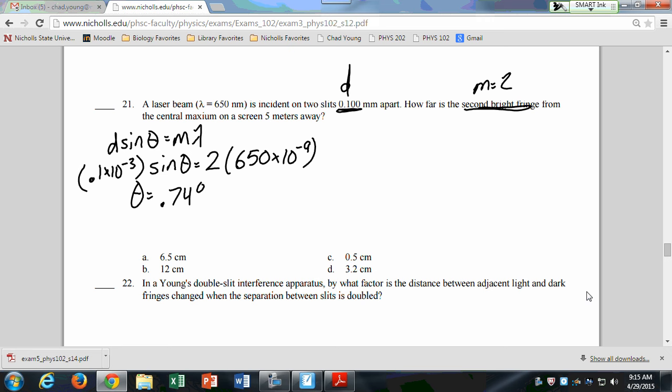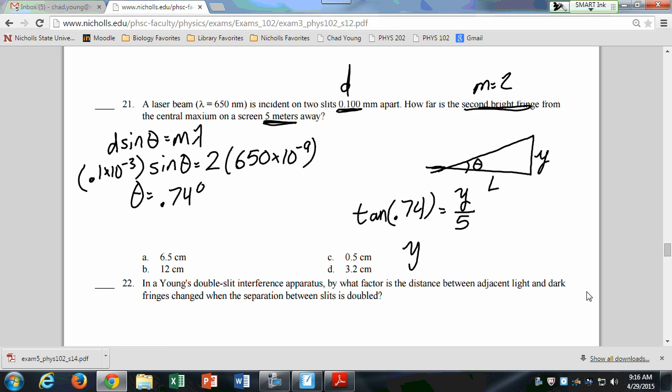All right, and then I want to find the distance. Remember, I'm looking at a triangle that looks like this. This is my angle theta, this is L, this is Y. So I say tan of 0.74 equals Y over L. This is L, which is 5. So Y is equal to the tangent of that times 5, which is 0.065.